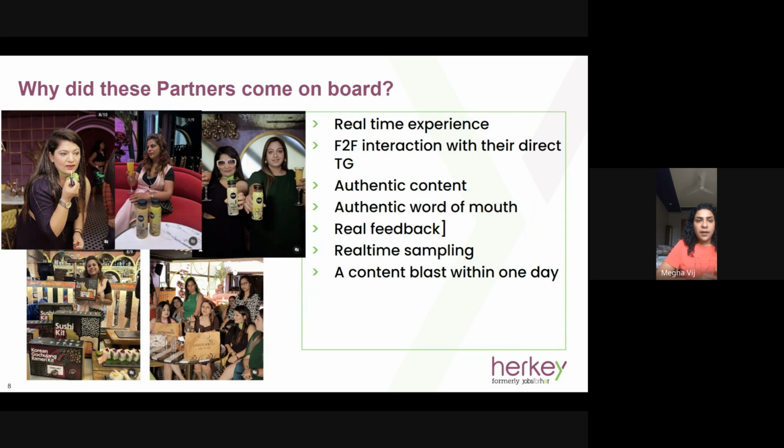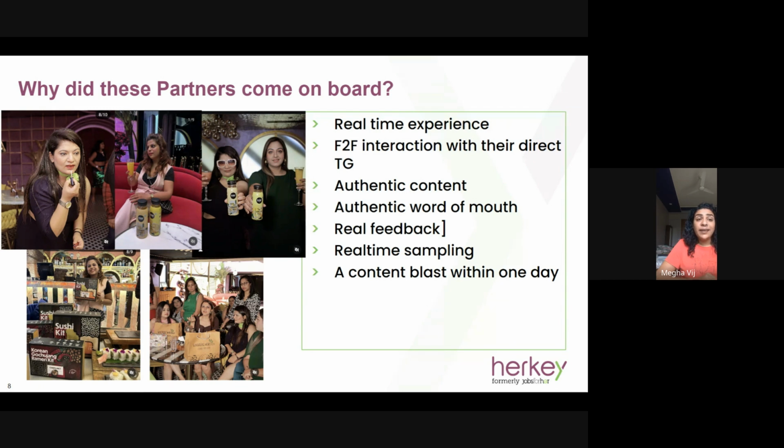So here's why these partners came on board. There was real-time experience of their products. Unlike, I'm going to send products to an influencer by, let's say, Raw Pressery. Let's send juices, and that influencer is going to make a video. Everyone knows that Raw Pressery paid the influencer. It is not authentic. Here, people are trying the product real time, actually making content real time of experiencing it.